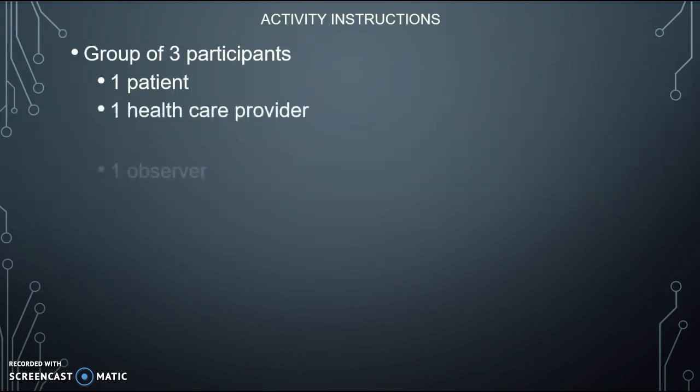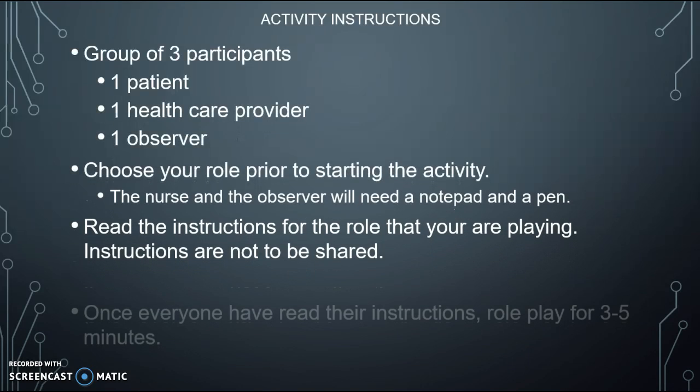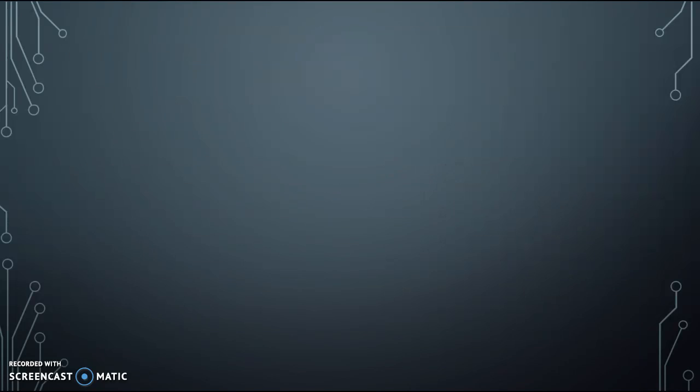The instructions are as follows. Each group will be 3 participants: 1 patient, 1 healthcare provider, 1 observer. Choose your role to start the activity. The nurse and observer will need a notepad and a pen. Read the instructions for the role that you are playing. Instructions are not to be shared. Once everyone has read the instructions, role play for 3 to 5 minutes.